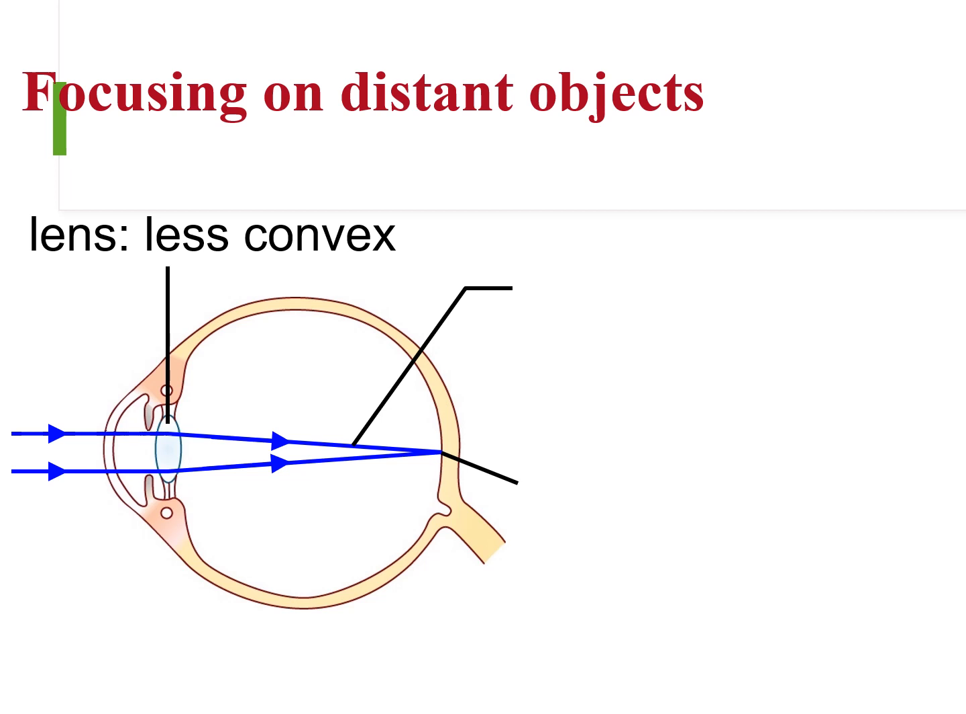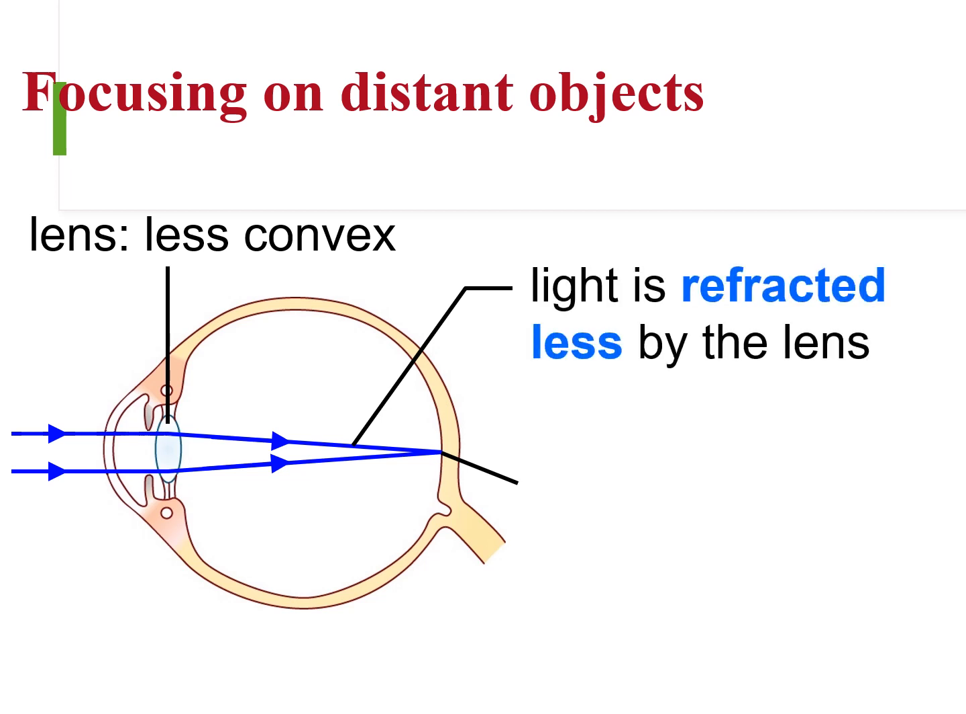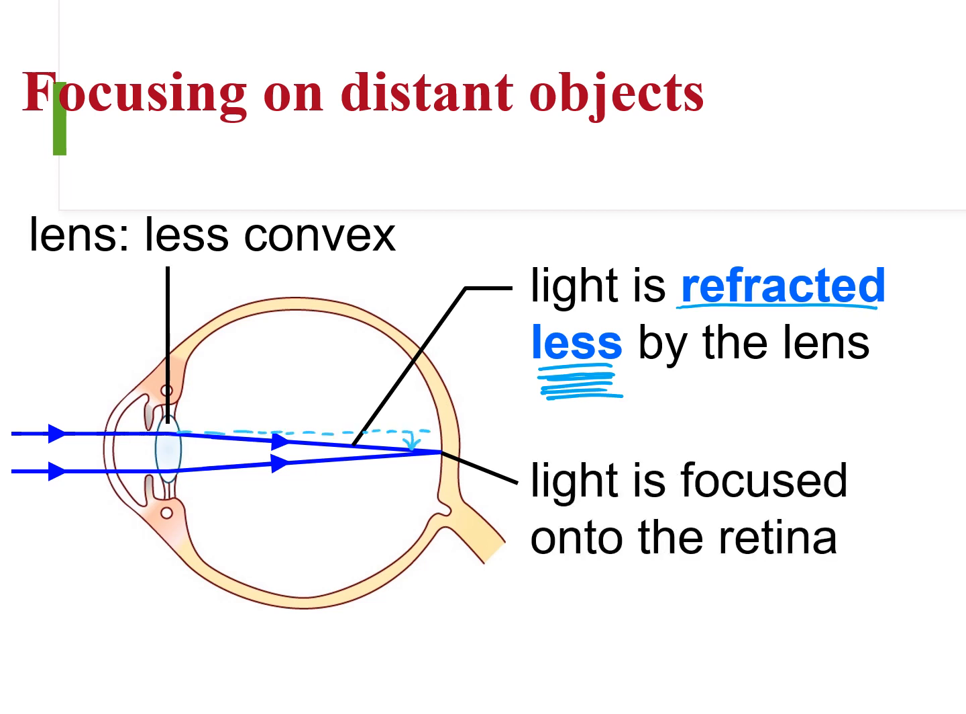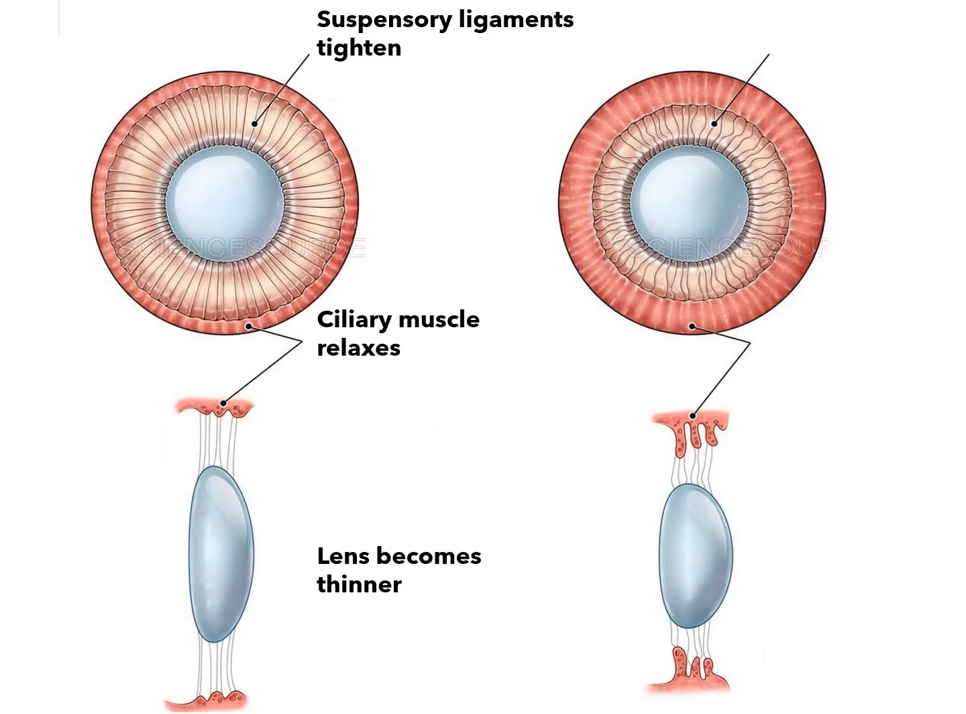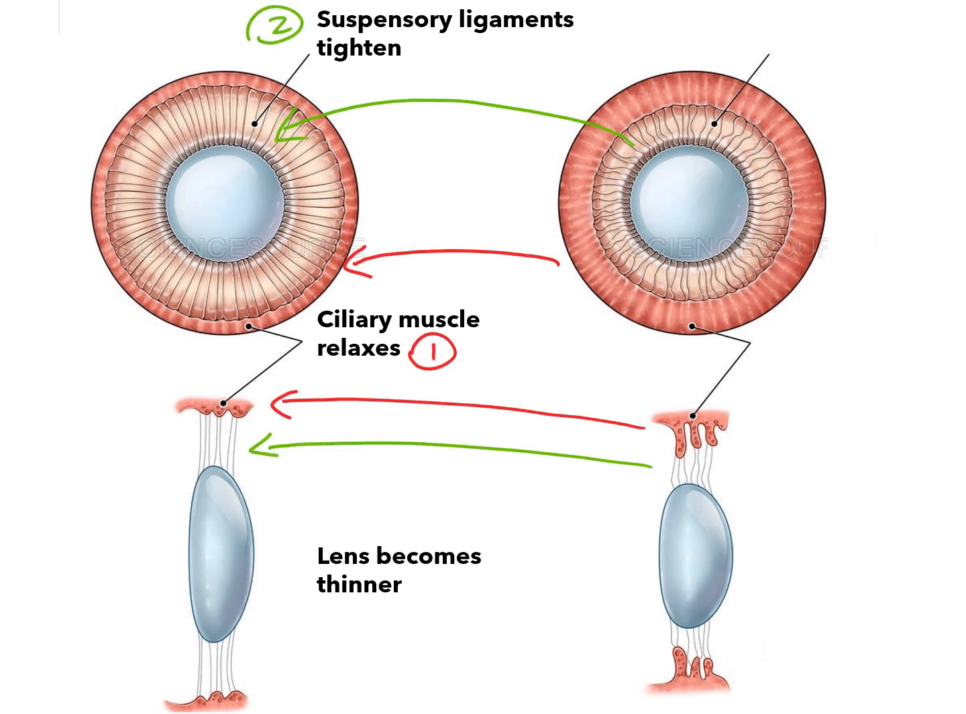With a less convex lens, that means a thinner lens, the light will be refracted less or bent less by the lens. And at the end, light will be focused onto the retina. When you are looking at a distant object, your ciliary muscles relax, and then your suspensory ligaments will be tightened. At last, your lens becomes thinner.